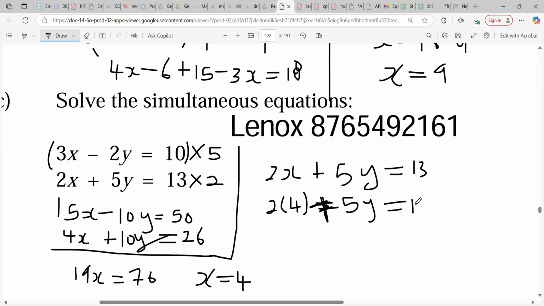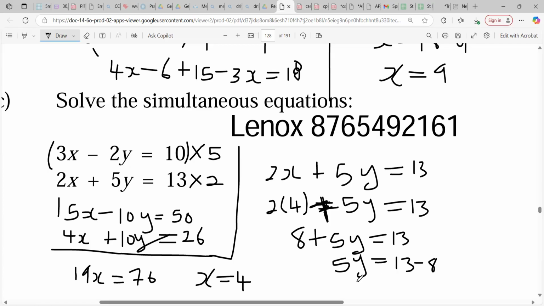All right, let's simplify. 2 times 4 is 8, plus 5y equal to 13. So what we're going to do is subtract 8 from both sides. So 5y, because this is a positive 8, we're going to subtract: 13 minus 8. That should be 5, yeah. So 5y is equal to 5. So we divide both sides by 5, and that means the value of y is 1.